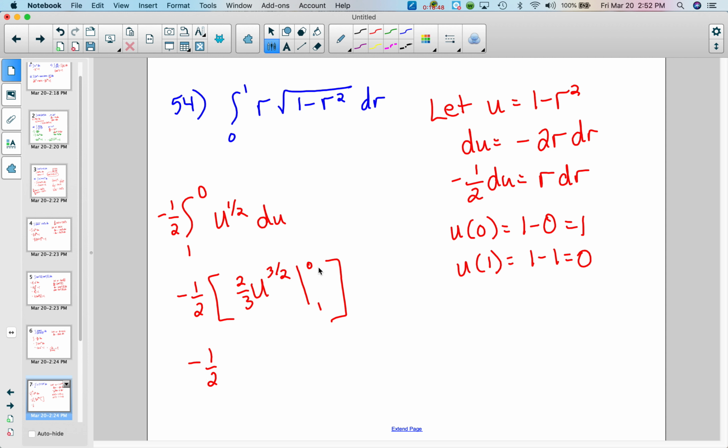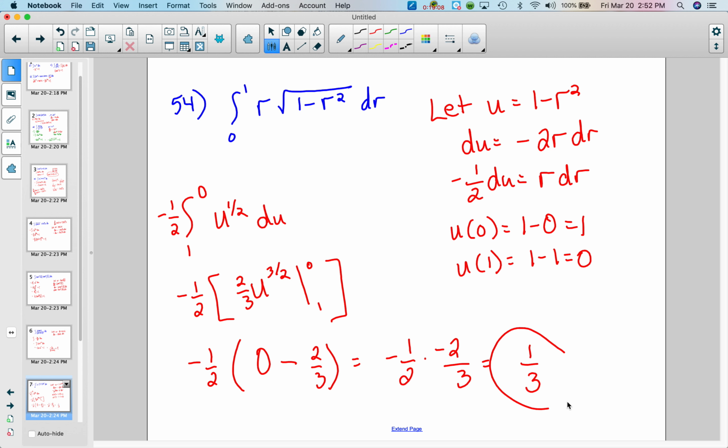So here if we plug in a 0, we get 0. And if we plug in a 1, 1 to the 3/2 is 1. 1 times 2/3 is 2/3. So we have negative 1/2 times negative 2/3, and we get a positive 1/3, and that's our answer. So on these, you can actually get an answer to them. Remember, don't forget to find the new limits when you do that.